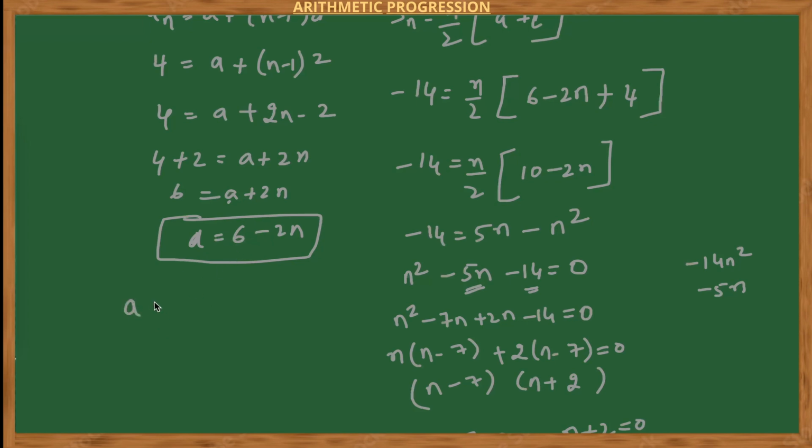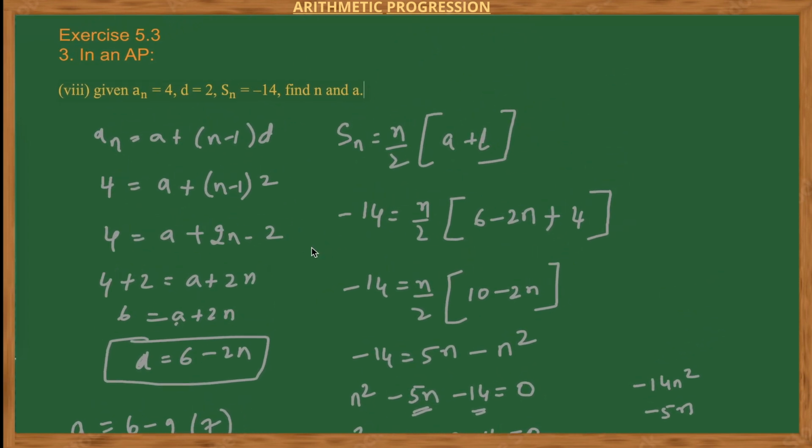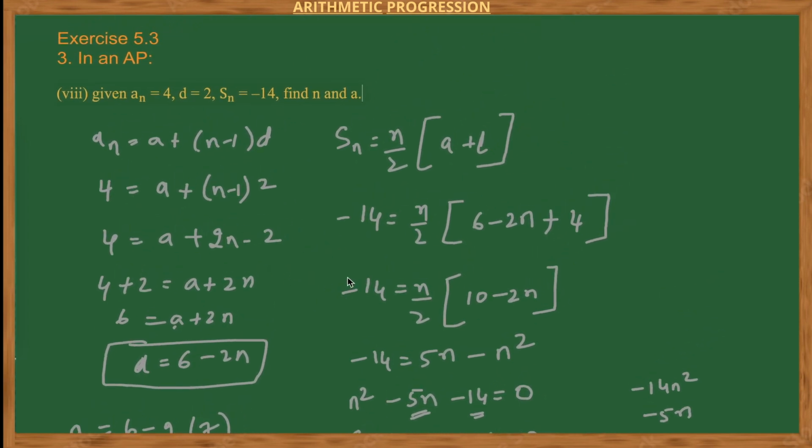So let's replace here. A is equal to 6 minus 2n. What is the value of n? N we got as 7. So 6 minus 2 times 7 is 14, so this becomes minus 8. So the value of a is minus 8. We needed to find a and n, which we have done. Let's move to the next question.